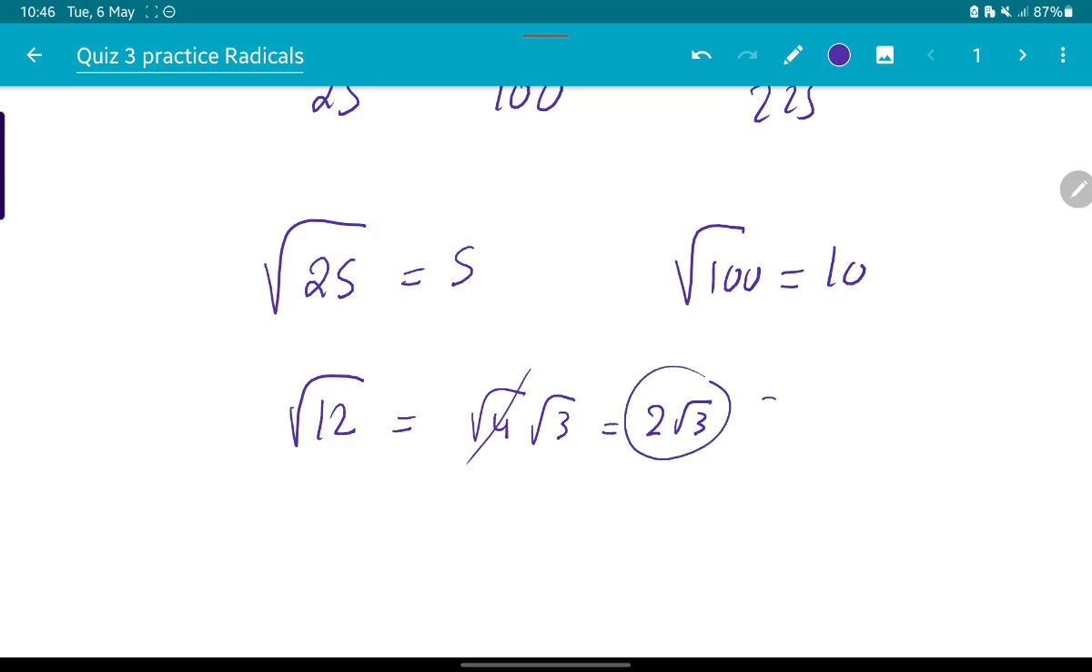We call this a surd. You don't need to know the meaning of this, but the idea is it's an irrational number, okay, because it's not perfect, and we cannot break down the 3 to have another perfect square. So this is the final answer. You cannot leave a perfect square inside.